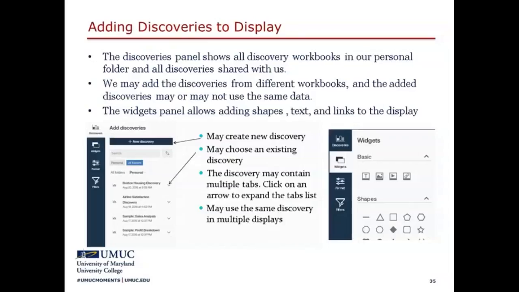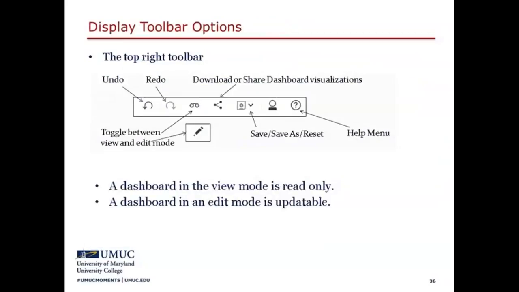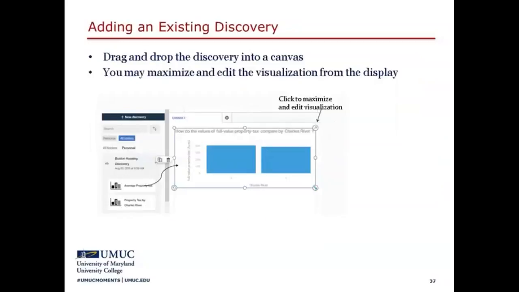We did that, right? And you can add the discovery, and you'll see the list of discoveries that you can access. And discovery is a multi-tab. You have to click on the arrow to list the tabs, and you're going to drag and drop one tab at a time. And this is just showing me the toolbar options. It's just showing you how to add the discovery, basically what we've talked about, right?